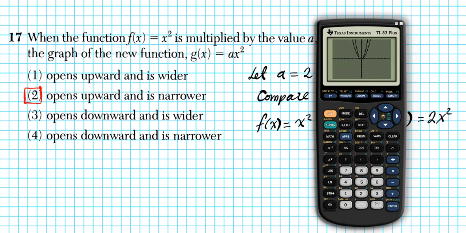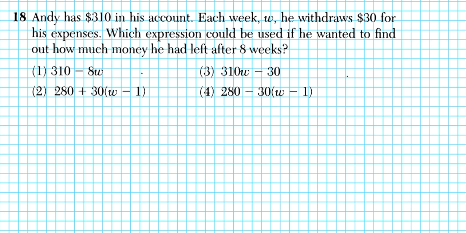All right, let's take a look at question number 18. It says Andy has $310 in his account. Each week W, he withdraws $30 for his expenses. Which expression could be used if he wanted to find out how much money he had left after 8 weeks? So he starts with $310 and he's going to be taking out $30 for each week W.